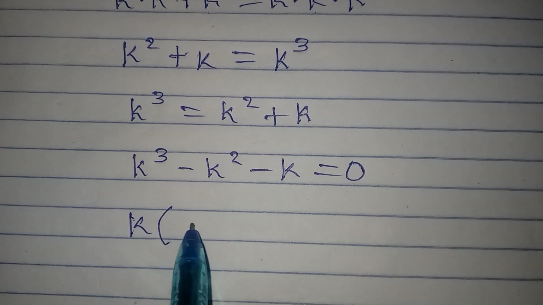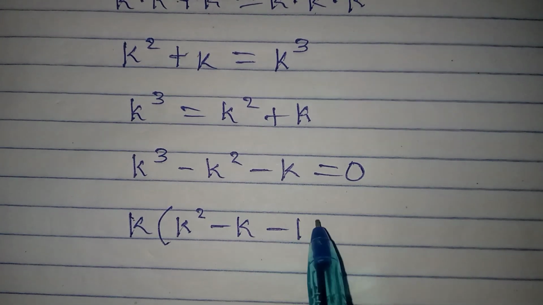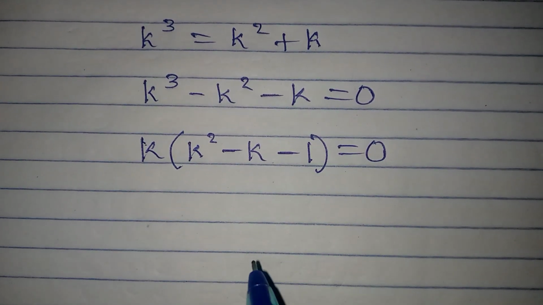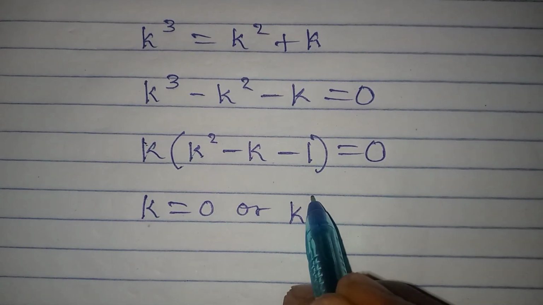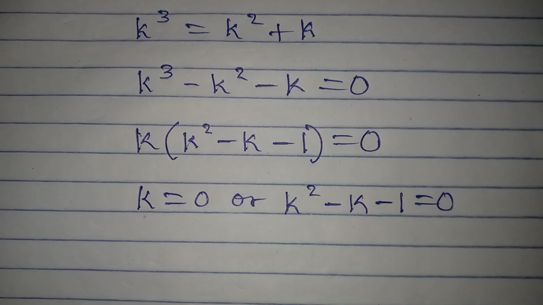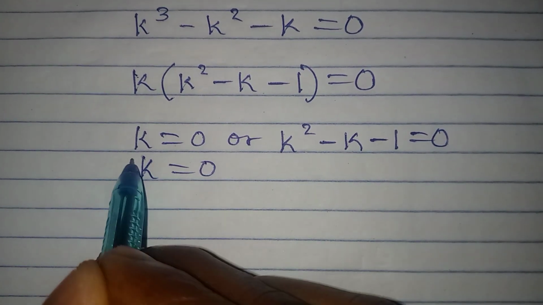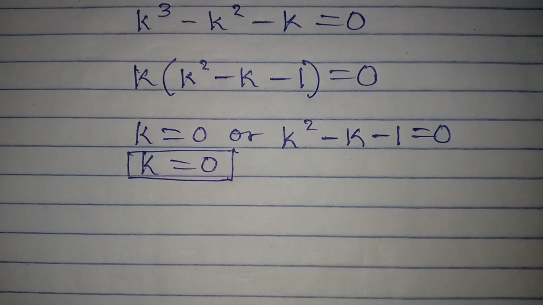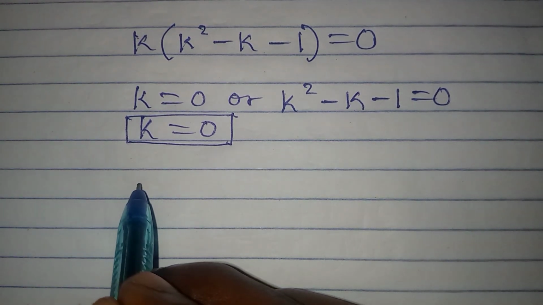So if k comes out, we'll have k squared minus k minus 1 in the brackets, and this is equal to 0. From here, we'll apply the zero product rule so that k is equal to 0, or k squared minus k minus 1 is equal to 0. And then from here, we already know that k is equal to 0 is one of the solutions to this problem. Now, let us go after the other two solutions, so that if we get there, we will have this to deal with.